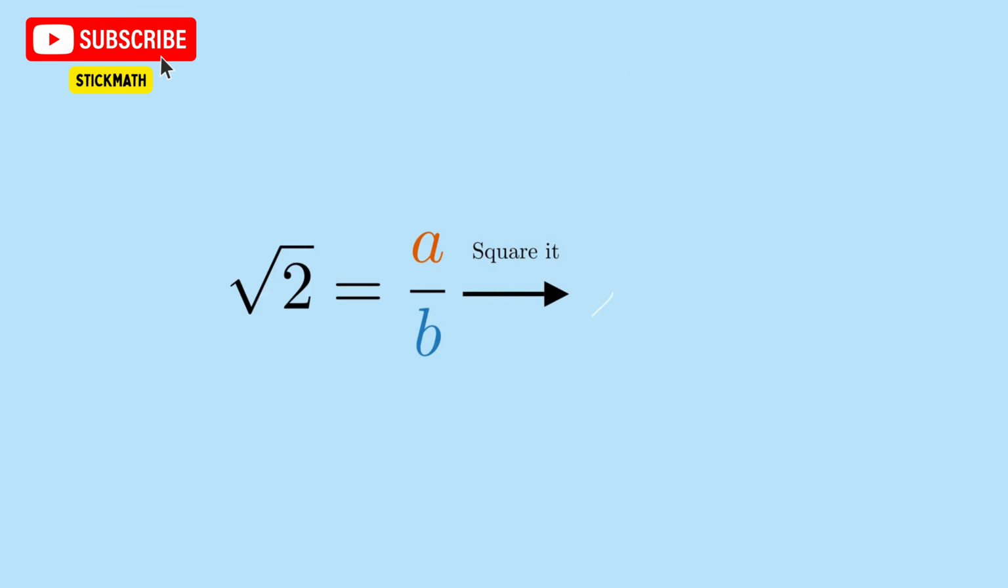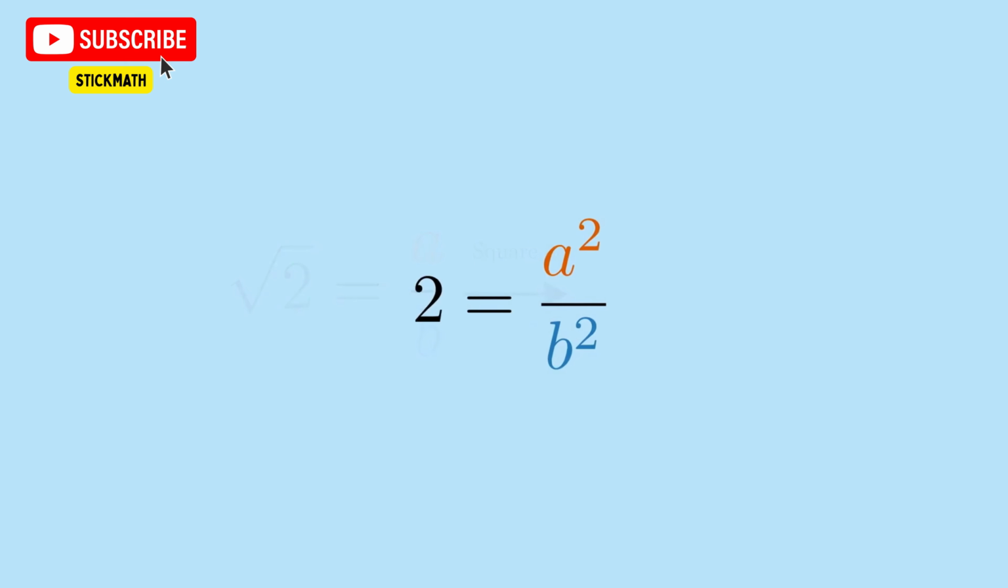Now let's do some algebra. We want to get rid of that square root, so let's square both sides. This gives us 2 equals a squared divided by b squared. Let's rearrange this to make it linear. a squared equals 2b squared.